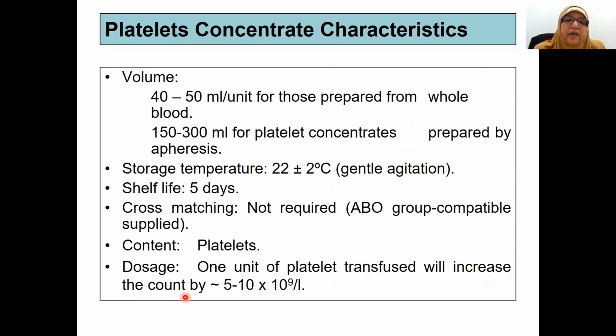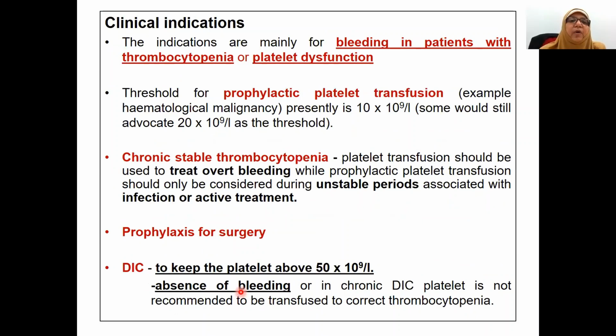Okay, with platelets, the point I want to stress is that the shelf life is only 5 days. For platelets, we don't cross-match, we just give ABO compatible because the shelf life is 5 days. Sometimes we are short of group compatible, so we do practice giving non-group compatible, but that is not encouraged. And of course, 1 unit of platelet can increase the platelet count by about 10,000. That's the maximum.